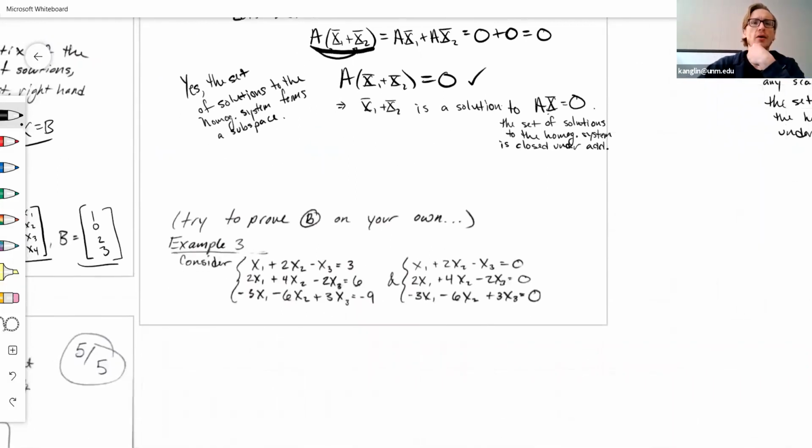How about example 3 at the bottom of the page, where we're going to consider these two systems, where notice they're really the same system, just one's homogeneous and one's not. We have the same coefficient matrix in both cases. The left-hand sides of these equations are identical. So I think this is going to show us why we really care about the fact that homogeneous systems have solutions that form a subspace and non-homogeneous ones don't.